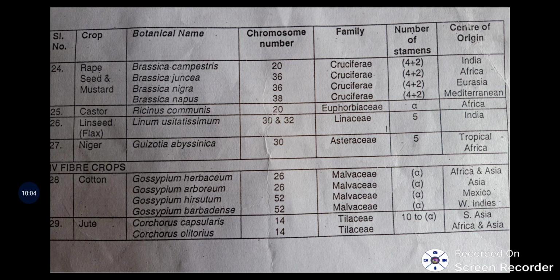Coming to linseed. Linseed is flax. Linum usitatissimum. This has chromosome number 30, 32. Generally 32 is considered, or 30 is considered in different countries. If it comes to India, we consider 30, belongs to Linaceae family. Number of stamens is 5 and the center of origin is India. Coming to Niger, that is Guizotia abyssinica.